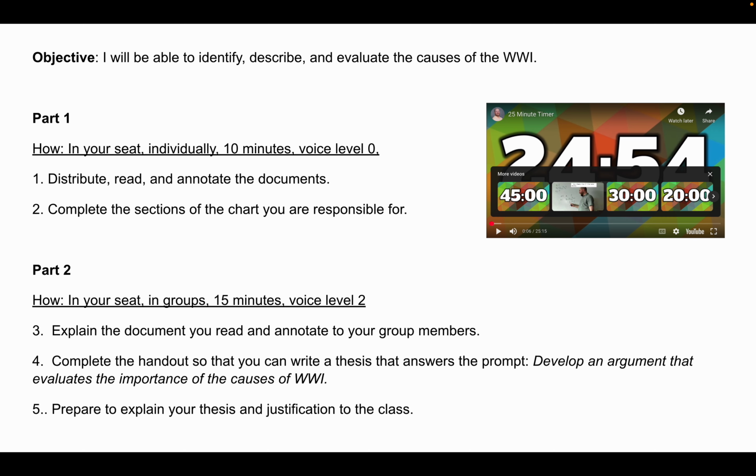Then after 10 minutes, they would go back into groups for 15 minutes. They would share what their document is about. They would complete a graphic organizer as a group where they would identify the attribute within the document as well as explain why that document contains that particular attribute. And from there, they would group the documents, which is how they would derive the concept. And then they would write a thesis that discusses the relative importance of these causes.